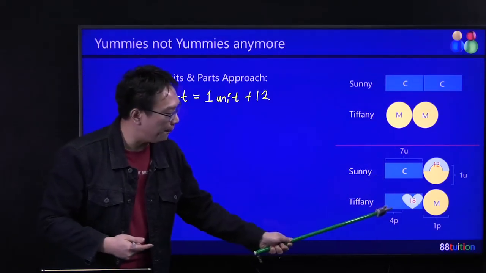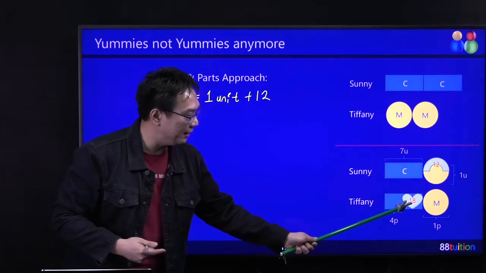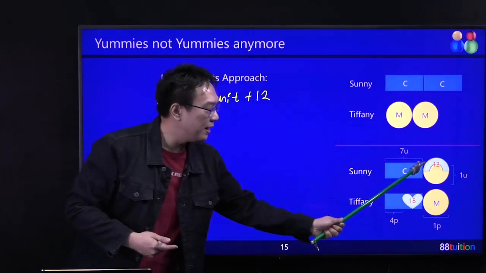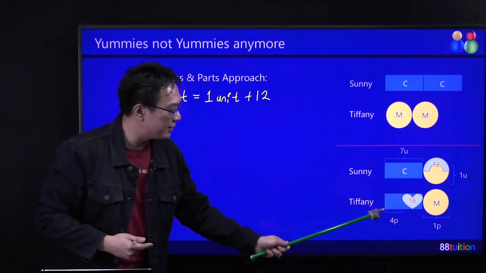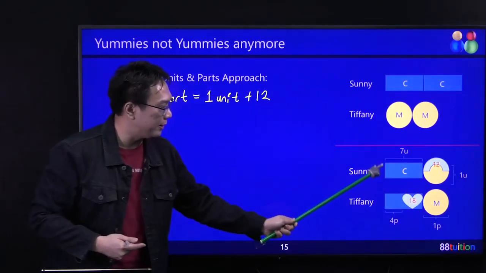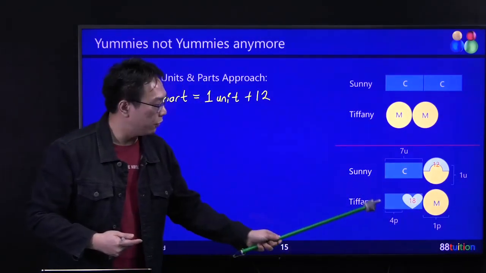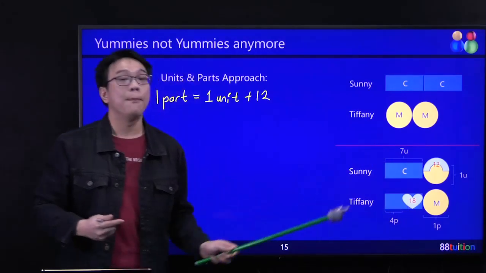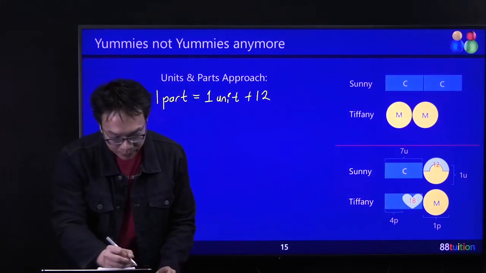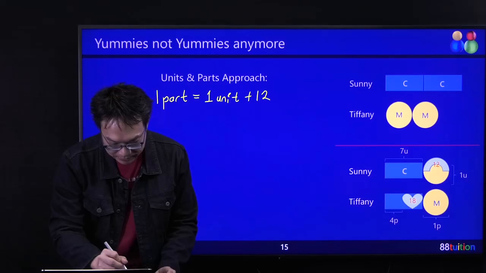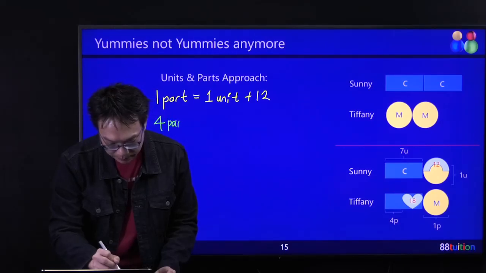You see that 4 parts plus 18 must give you the 7 units, because down here and down here is the same size. The rectangular block and this rectangular block are the same size. So 4 parts plus 18 must give you the 7 units. So the second thing will be 4 parts, plus what?